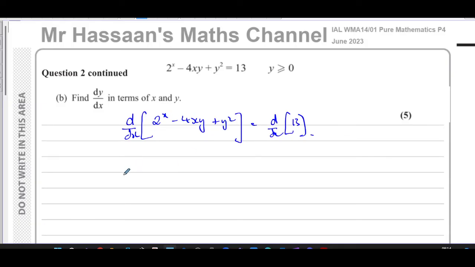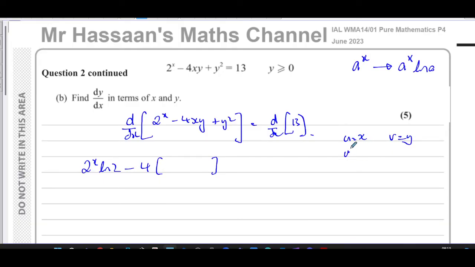Okay, so now when you differentiate 2 to the power of x with respect to x, this is one of those of the form a to the power of x. If you differentiate that, it stays the same, but then you multiply by the ln of that constant a. So here it's going to be 2 to the power of x times ln 2. Then we have minus 4 times x times y. As it's a product of two separate functions, I'm going to use the product rule. So I have x as u, and v is going to be my y.